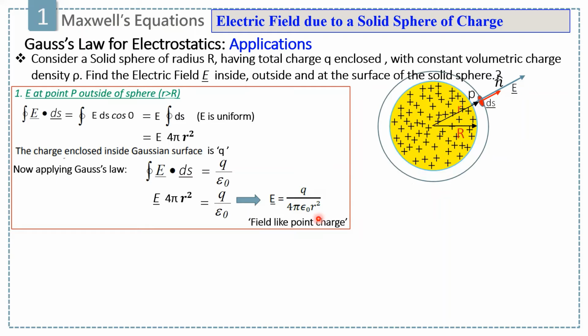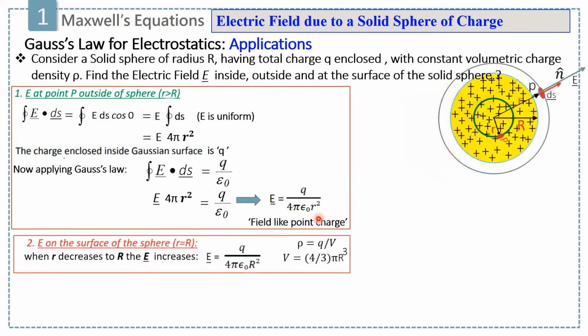Now, in the second case, we want to find the electric field on the surface of the sphere. For that, if we decrease the radius of the Gaussian surface up to the surface of the sphere, then we get electric field is equal to q over 4 pi epsilon naught R square, and capital R is the radius of the sphere.